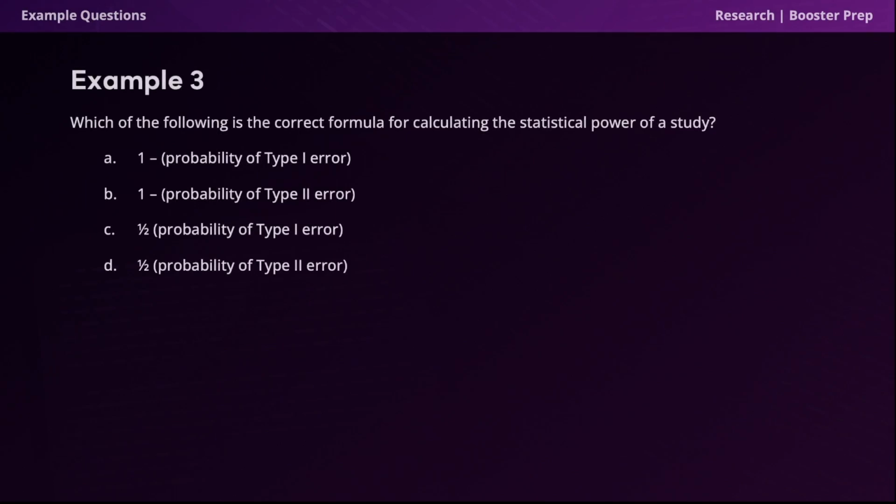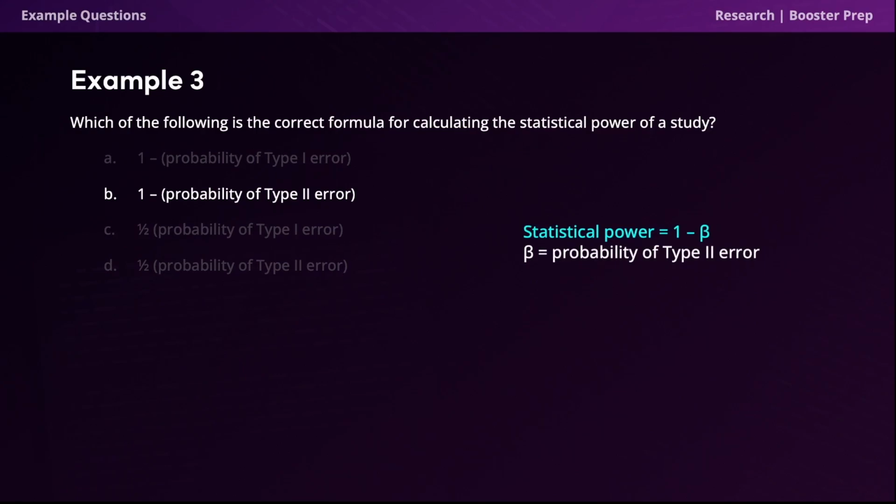And last, we have question 3, which asks, which of the following is the correct formula for calculating the statistical power of a study? We have option A, 1 minus the probability of a type 1 error, option B, 1 minus the probability of a type 2 error, option C, 1/2 times the probability of a type 1 error, and option D, 1/2 times the probability of a type 2 error. And the correct answer for this question is option B, 1 minus the probability of a type 2 error.